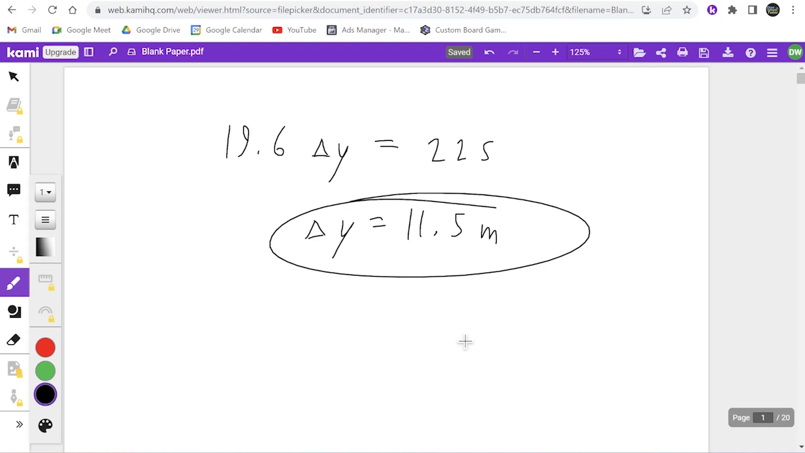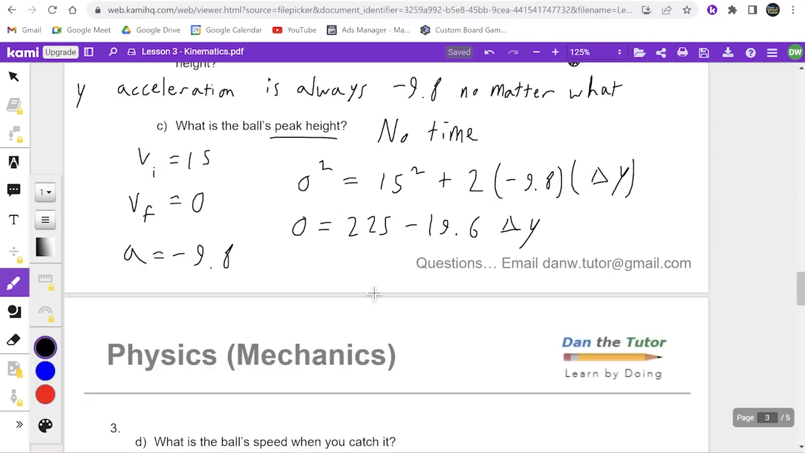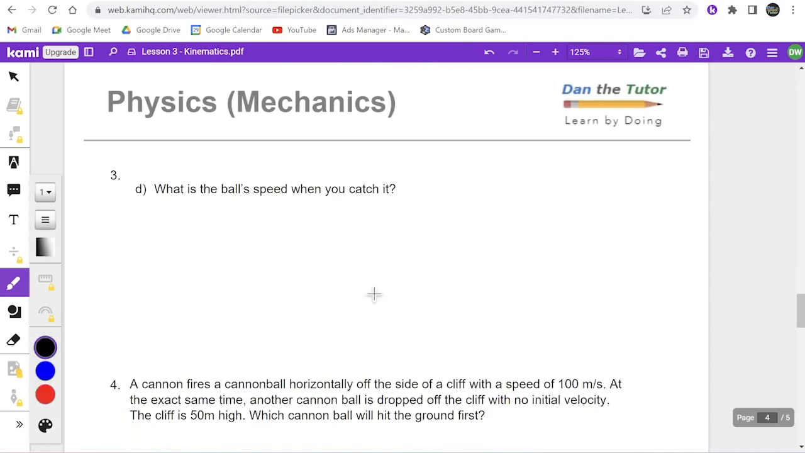Any questions on the distance? Okay, next, part D. What is the ball speed when you catch it? This is what I'm talking about, where students say, oh, you caught it, and it's not moving anymore. It's zero. I'll tell you, the ball speed is never zero. Okay? So, how are we going to find this?